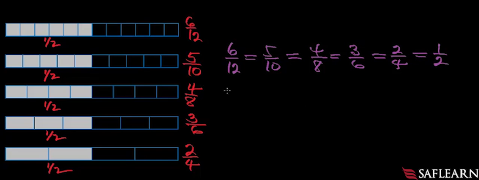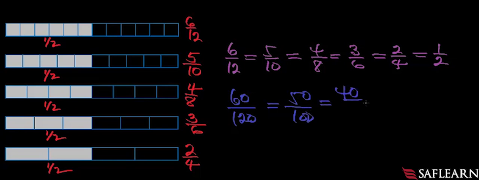Now we can identify a few other fractions that are equivalent to these ones. For example, 60 over 120, 50 over 100, 40 over 80, and so on. All these are equivalent to each other.